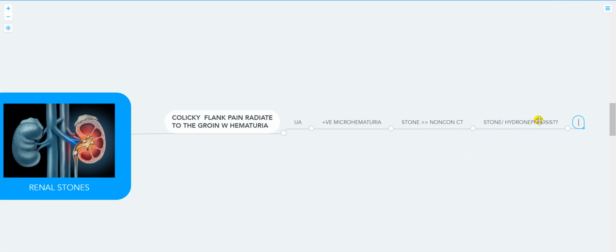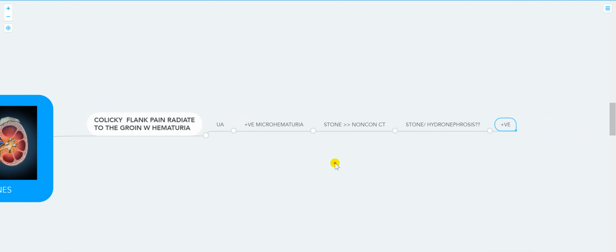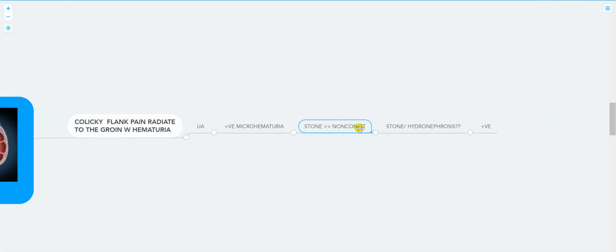If it's positive, then we go to the management of stone. We're going to talk about it based on the size. If it's negative, then look for something else. The CT scan said it's not. Okay, for microscopic hematuria, let's make it better. So microscopic hematuria positive, okay?